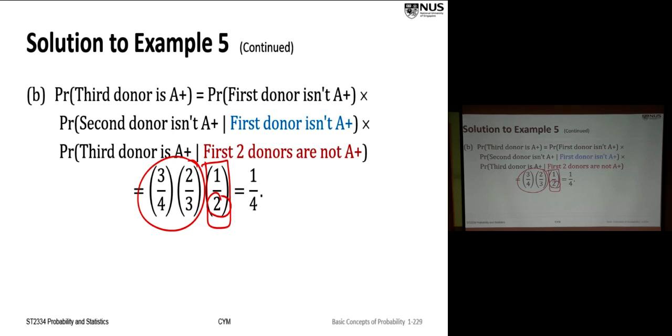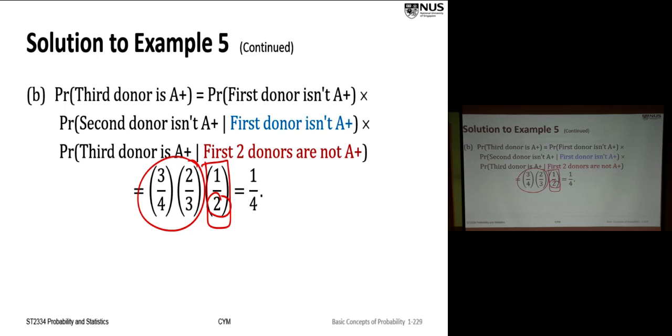And if you work out, it's 1/4. Then what's the chance that the fourth donor is A plus? Also 1/4. What does it mean? It means that it doesn't matter which one. I mean, the chance of the first, second, third, or fourth being A plus, in this scenario, they are the same, 1/4 each. All right?